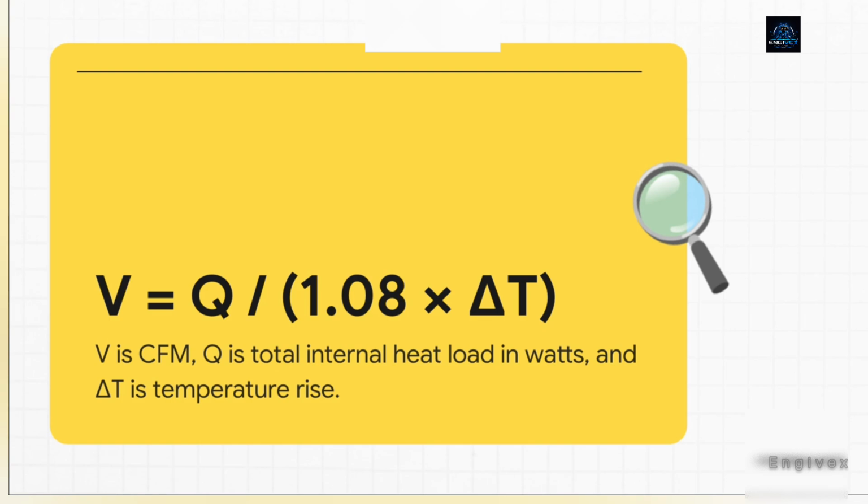Finally, delta T is your allowable temperature rise. That's the maximum difference you can accept between the outside ambient air and your internal target temperature. Now, a quick heads up on that 1.08 constant. You've got to remember that this number assumes standard air at sea level pressure. It represents the volumetric heat capacity of air at about 68 degrees Fahrenheit. It's a perfect theoretical starting point.